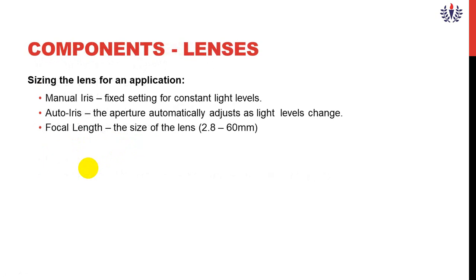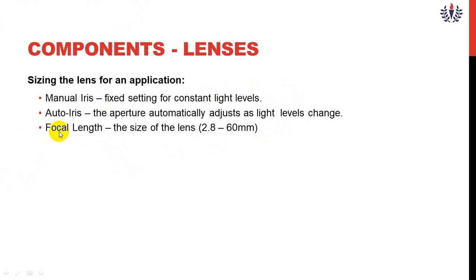Components of lenses. There are two types of lenses: one is manual iris, another is auto iris. Manual iris is a fixed setting for constant light levels. With auto iris, the aperture automatically adjusts when the light level changes.